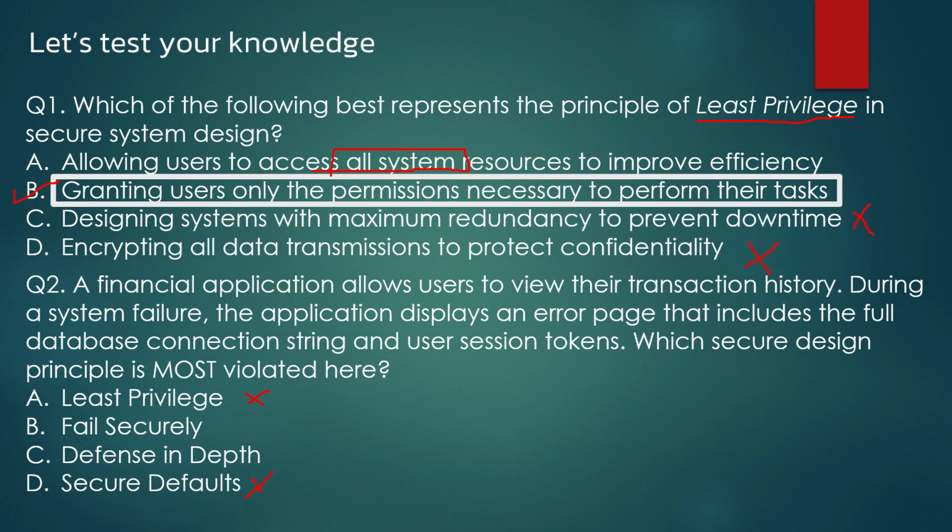As we talk about, the application displays an error page that includes the full database connection string and user session tokens. So that is fail securely. Defense in depth is if one control fails, another control is there to help design securely. So that is not the correct answer. Even if the system fails, it should fail securely. It should not show the database connections and user session tokens, because those can be taken and used somewhere else. So the correct answer is fail securely.